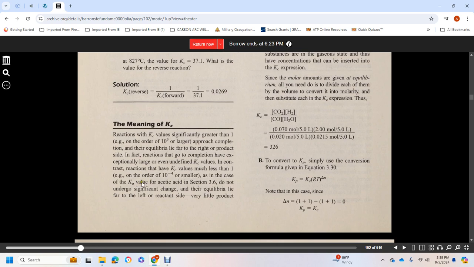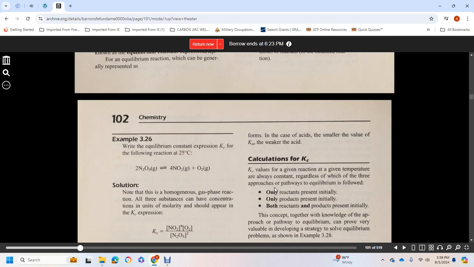The equilibrium constant expression value of the acid in section 3.6 does not undergo a significant change. The equilibrium lies far to the left, the reactant side, and very little product forms. In the case of an acid, the smaller the value, the weaker the acid.